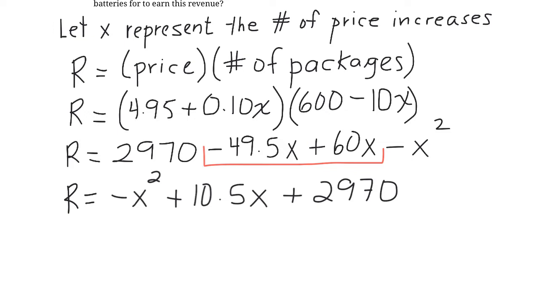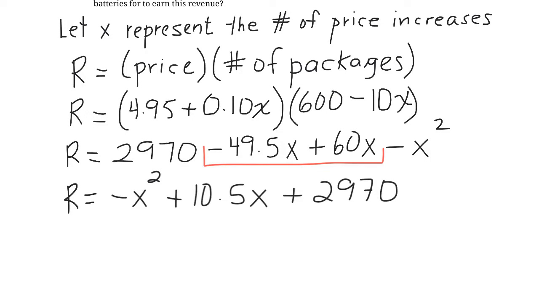Now in part B, we were asked to find the maximum revenue that the hardware store can make. The word maximum revenue implies that we want to find the vertex. We want to find the highest point on our parabola, which represents the maximum revenue or the maximum amount of money that the hardware store can make once they increase the price of their battery packs.